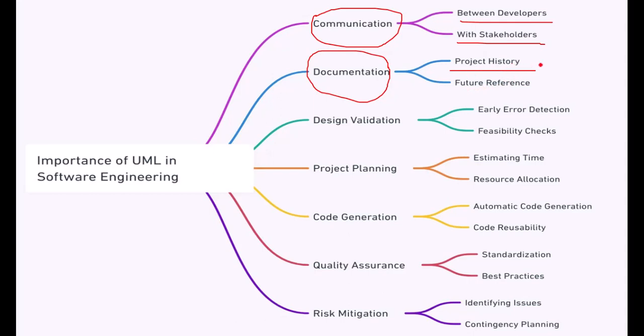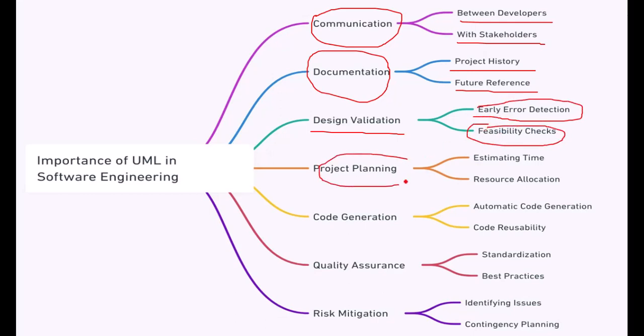If you are maintaining a history of projects, you will be able to see what changes have happened in the documentation. For future references, it is very important. It is also important for design validation. Whatever you see in the UML, you will be able to do early error detection and feasibility checks.